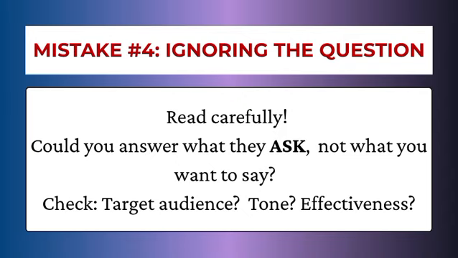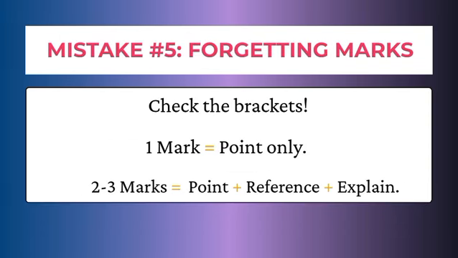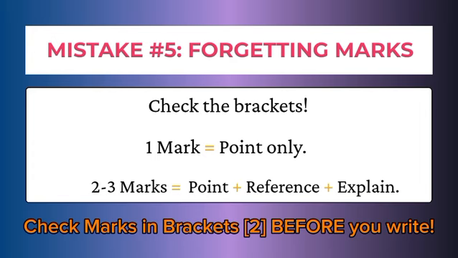Mistake number 4, ignoring the question. Read what they are asking. If they ask about the target audience, talk about who it's aimed at and why. If they ask about tone, analyze the tone. Please answer the question they asked, not the question you wish they had asked. Mistake number 5. Forgetting mark allocation. Quick exam tip. If a question is worth 1 mark, a simple point is enough. However, if it's worth 2 to 3 marks, you need to provide a reference and an explanation. Always check the marks in brackets before you answer.